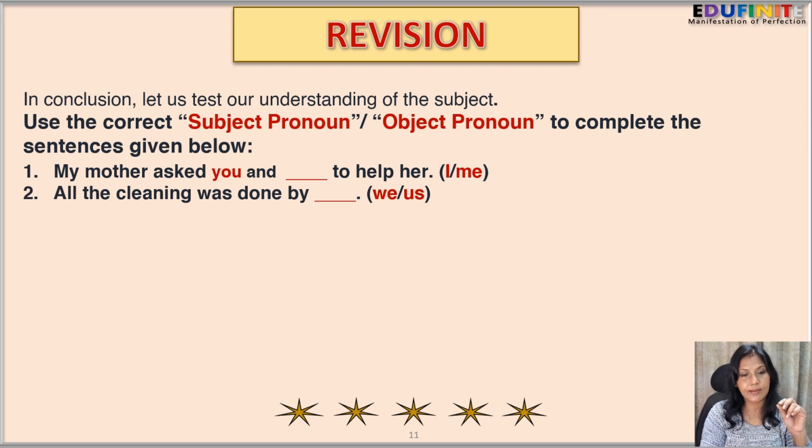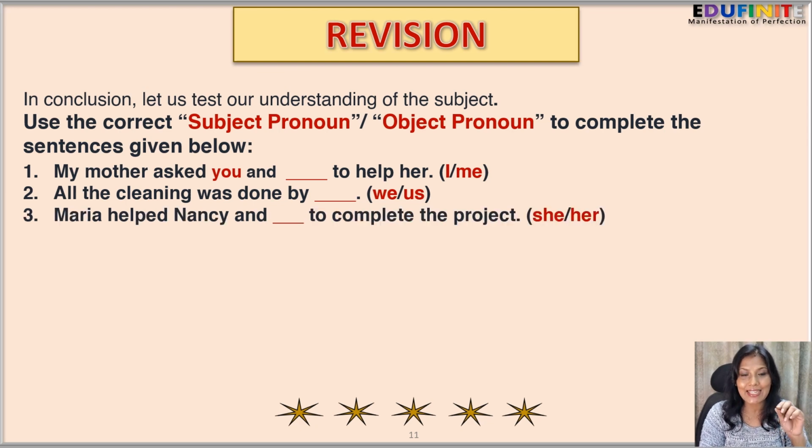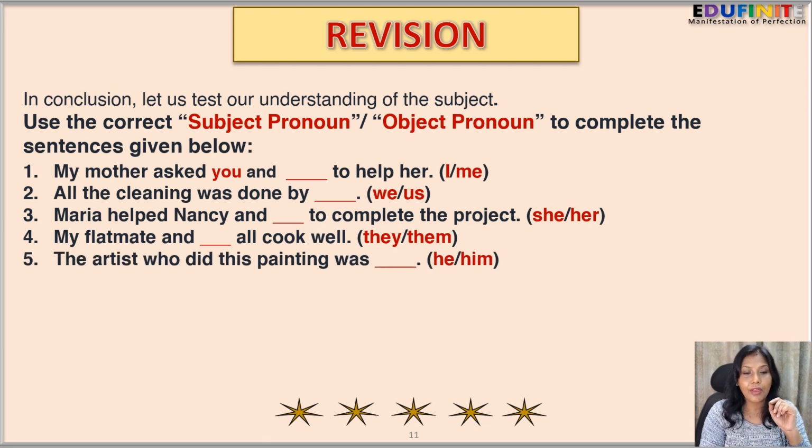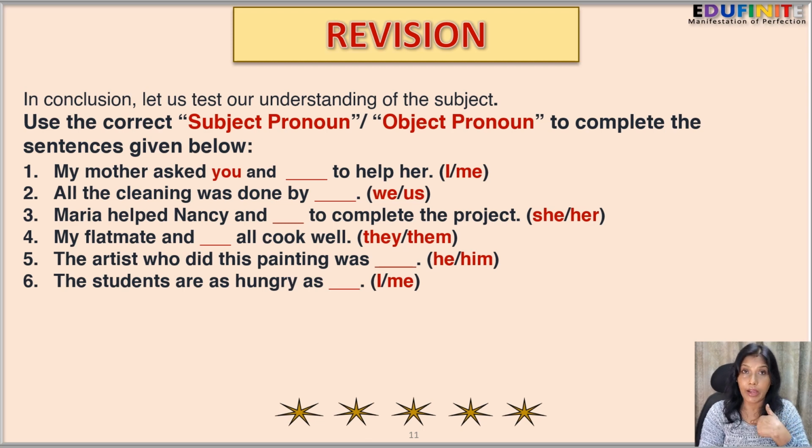We or us. "Maria helped Nancy and blank to complete the project." She or her. "My flatmate and blank all cook very well." They or them. "The artist who did this painting was blank." He or him. "The students are as hungry as blank." I or me. Now you can pause the video, write down all the answers.